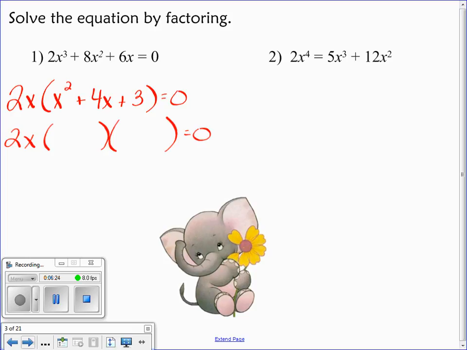Say that again? Oh, I did not think you said 1. Yes. I thought she did too. That's why I was like, say that again? Yeah, that's perfect. So x plus 1 and x plus 3.